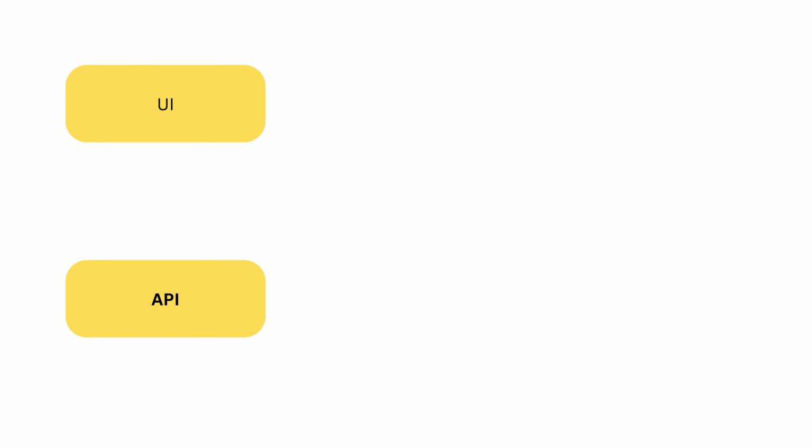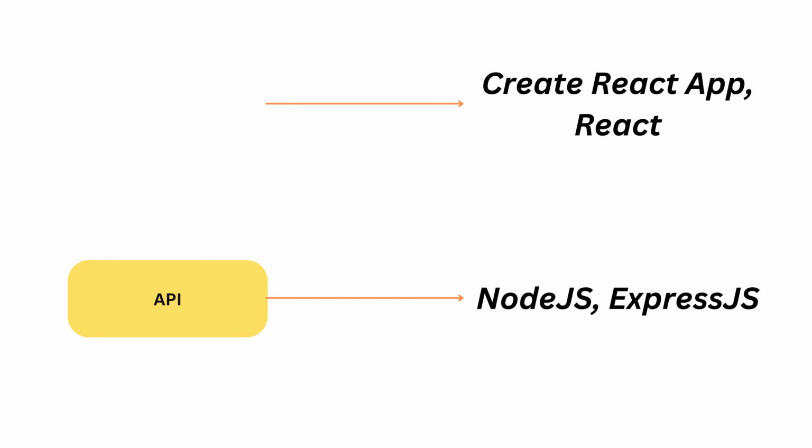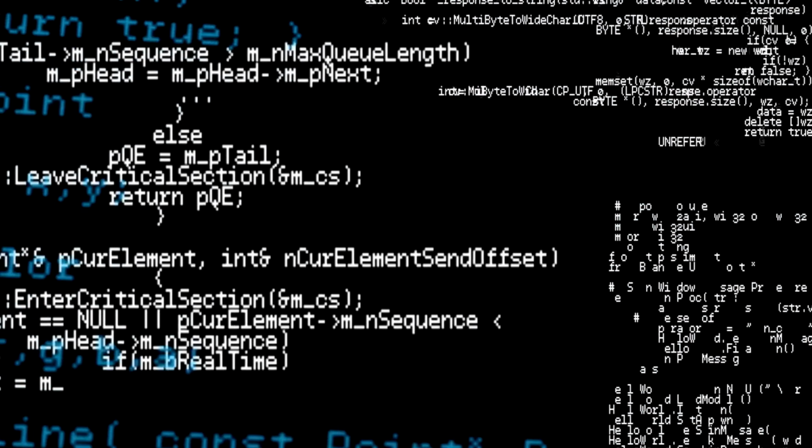So this is how we are building. So we are maintaining two folders. One is for UI, one is for API. So the whole API is built with Node.js and Express.js, and the whole UI is built with React. And also we are going to use a tool called CreateReactApp to build the whole UI application. So let's get our hands dirty and get into the implementation part.